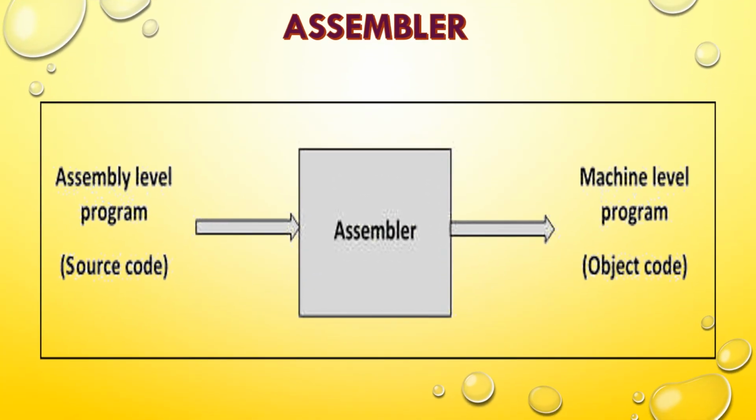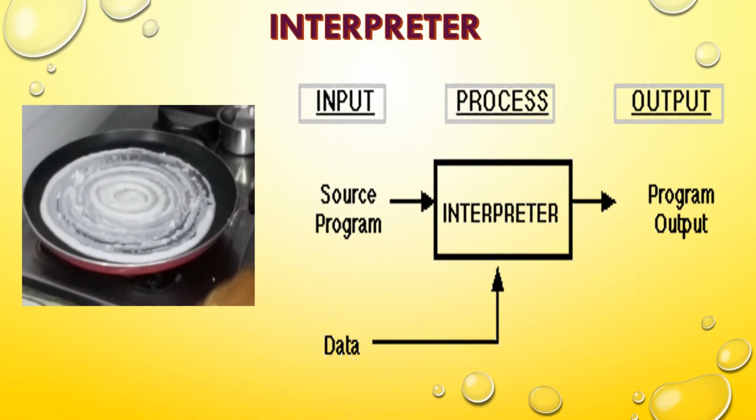Assembler. It allows us to convert assembly level program to machine level program. The assembly level program is called source code and the machine level program is called object code.